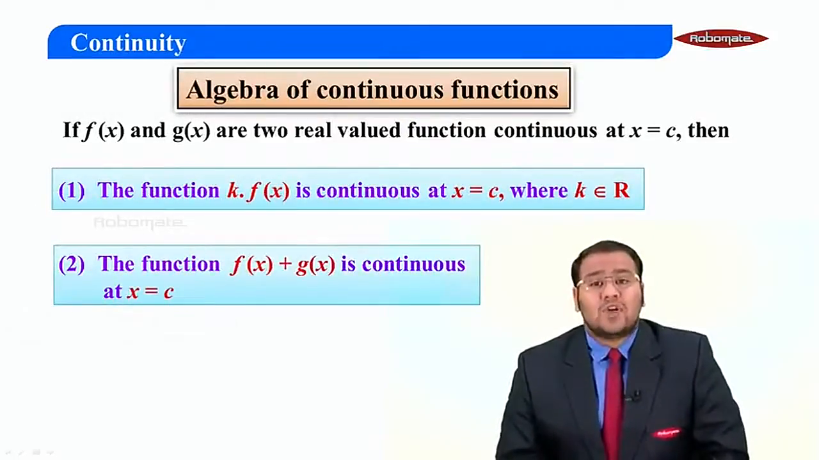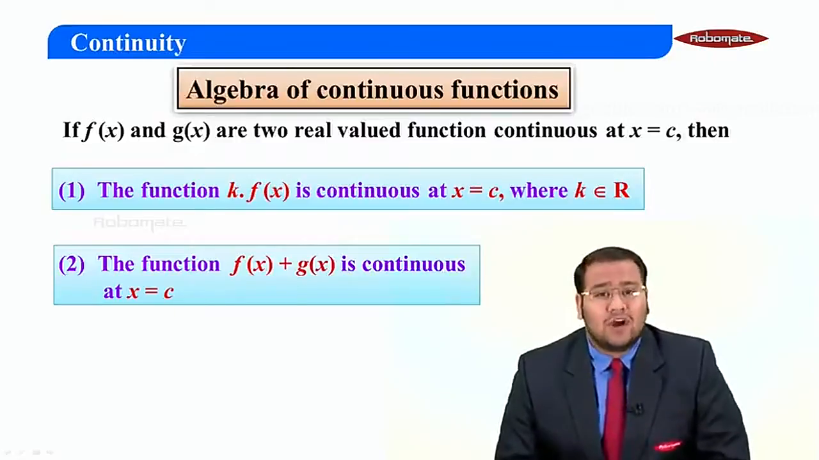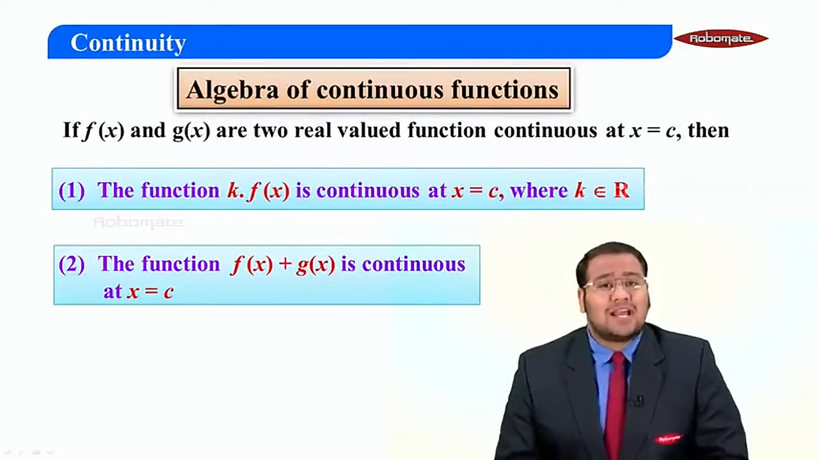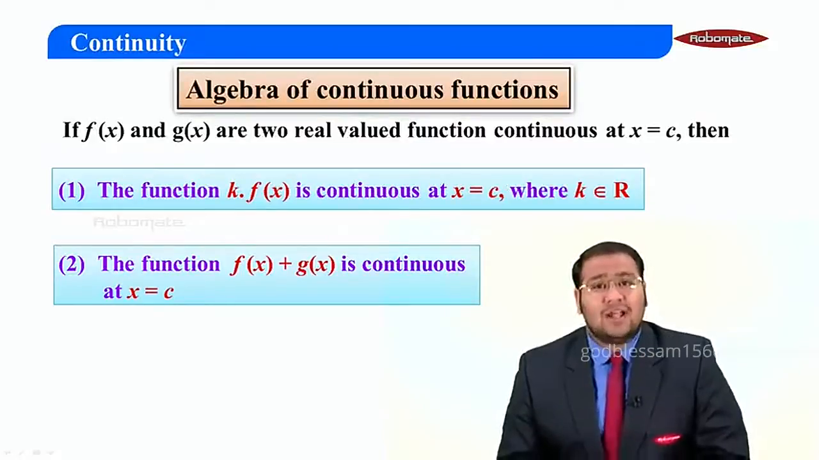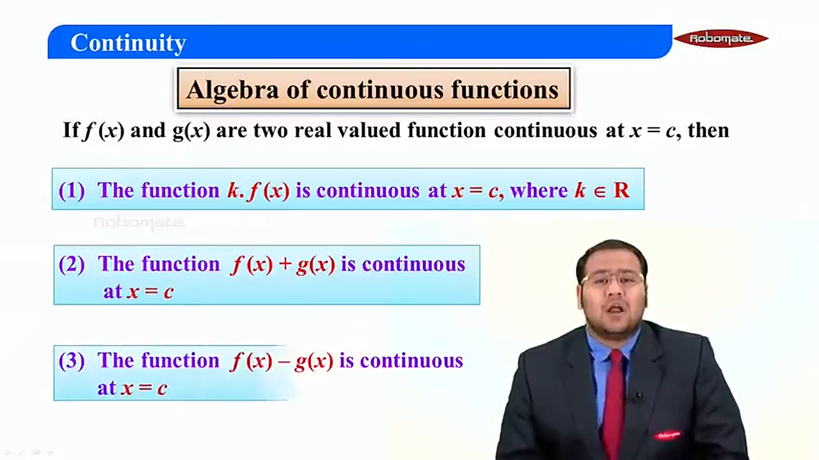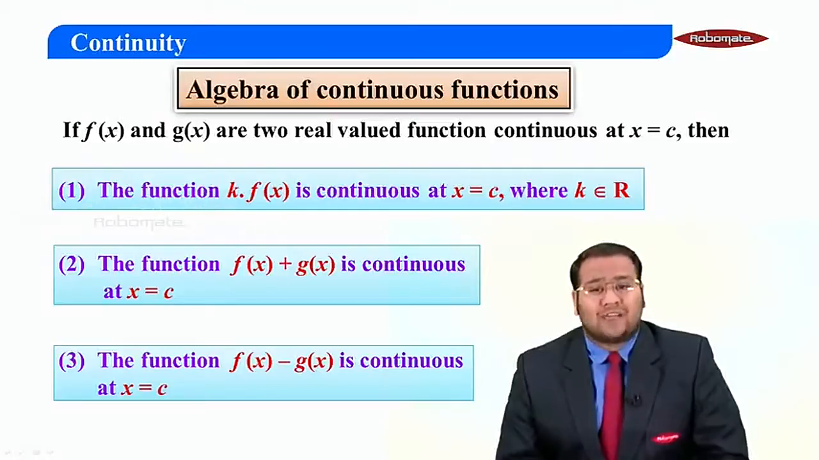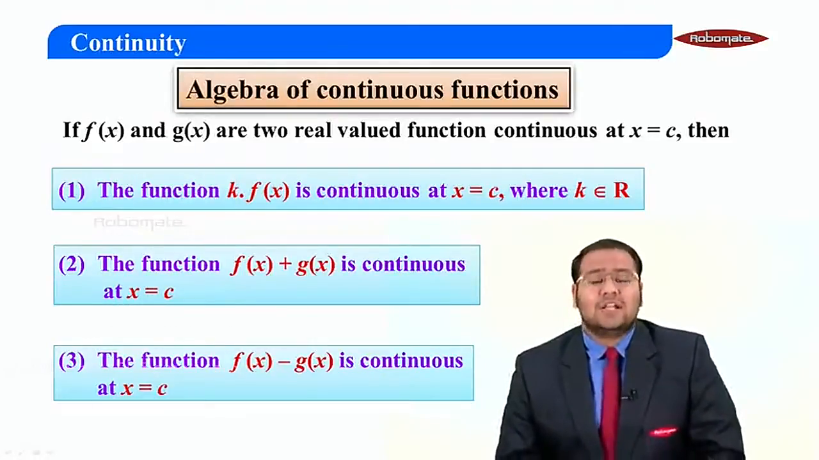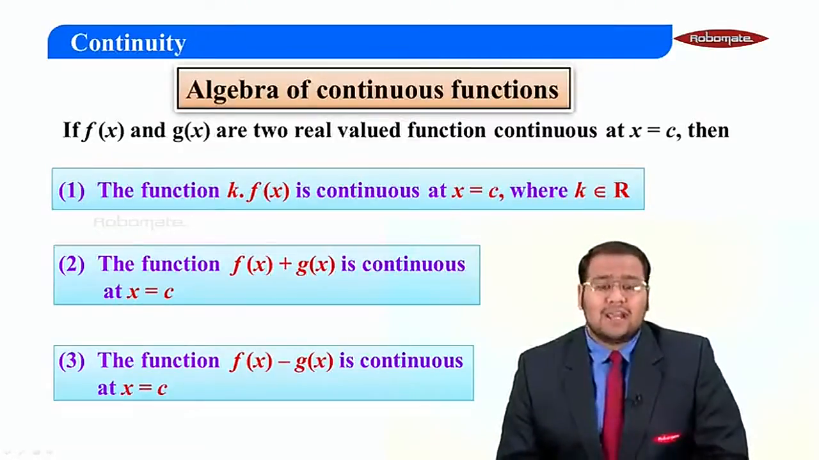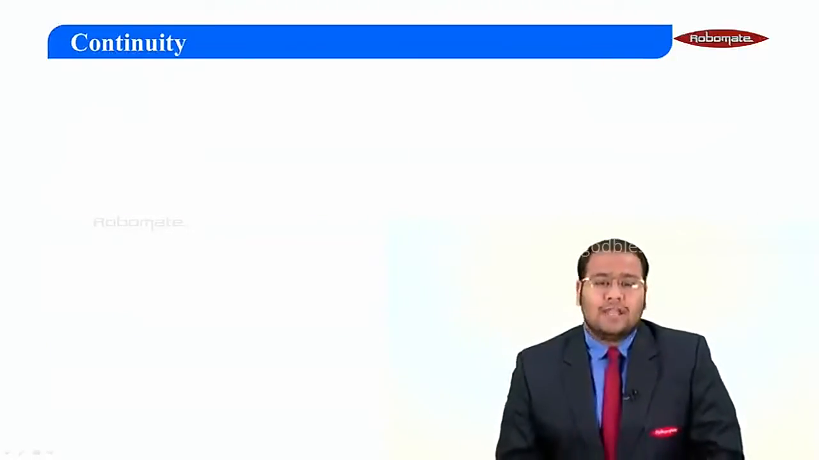Second one says the function f of x plus g of x is continuous at x equal to c. So in other words, if two functions are continuous, then the addition of those two functions is also continuous. The third one is about subtraction. So I can say the function f of x minus g of x is continuous at x equal to c. So if the two functions are continuous, then the difference of those functions is also continuous.